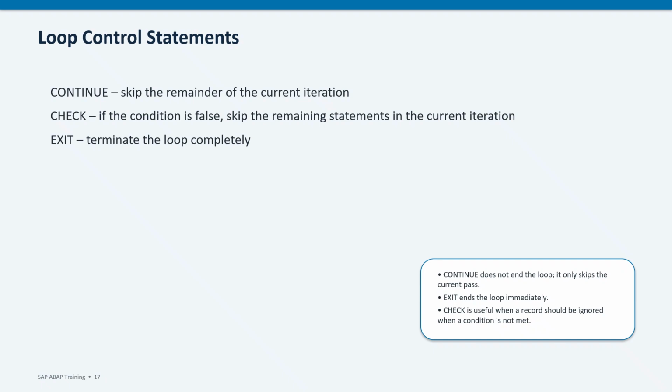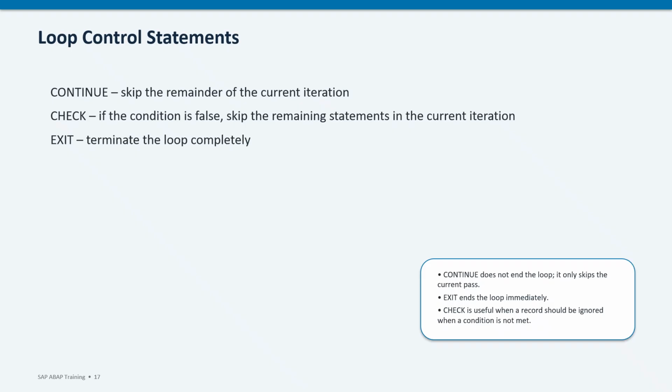I think when it's CHECK, the next keyword is CHECK. If the condition is false, skip the remaining statements in the current iteration. Okay, that means, yeah, we'll explain that one with an example, I think it will be clearer.